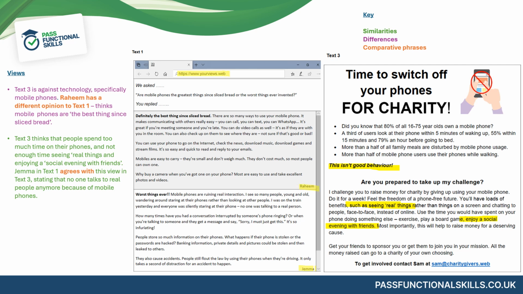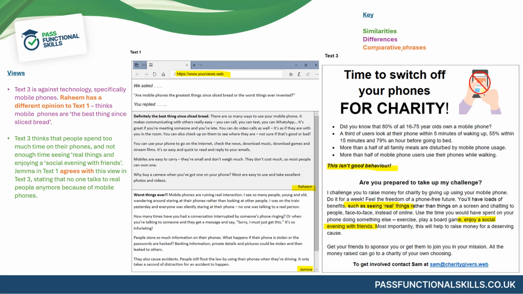So if we have a look in this text, we can see that Raheem has a different opinion to text 3, so there's a comparison to be made there. Raheem thinks that mobile phones are the best thing since sliced bread. He's very much for them. He thinks there's so many ways you can use your mobile phone. It makes communicating with others really easy. So he definitely is for mobile phones, which is different to the views expressed in text 3.